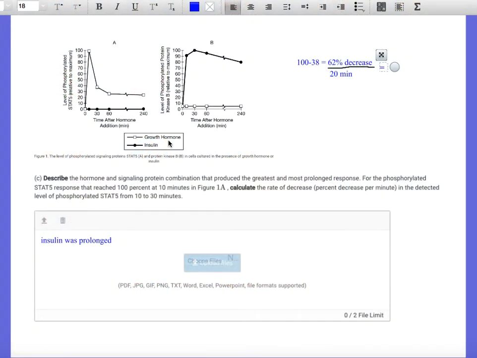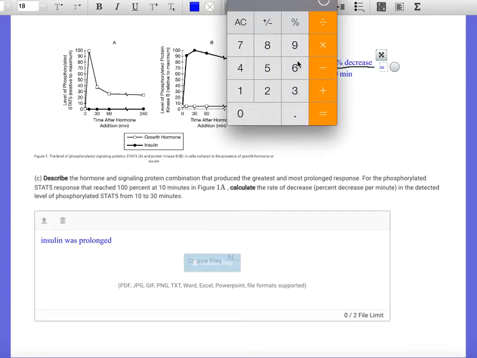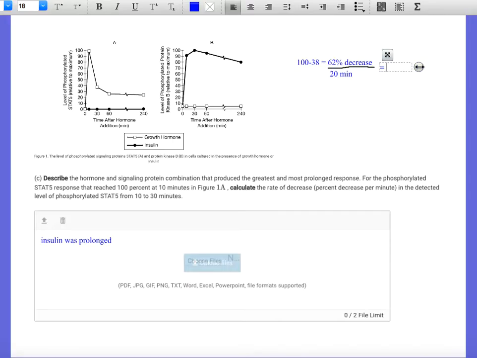Get my calculator here. So 62 divided by 20. Great. Okay, about 3.1% decrease per minute. Okay, great. 3.1 decrease per minute. Okay, cool. Let's look at question D.